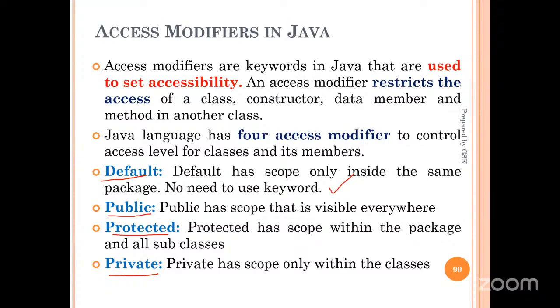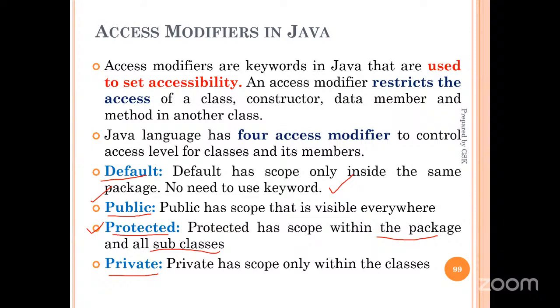Public, as the name you can understand, this is public, so it has no scope, no restrictions for this type of the methods or variables. You can access it from any package, any class, anywhere you can access that. Third category is protected. Protected has scope within the package plus for all its child classes. If you have any variable within a class, you can access that within the package, and subclasses of that particular class. That is called protected.